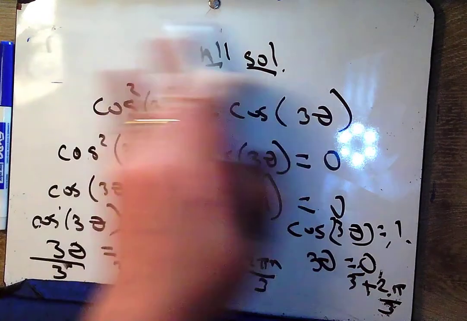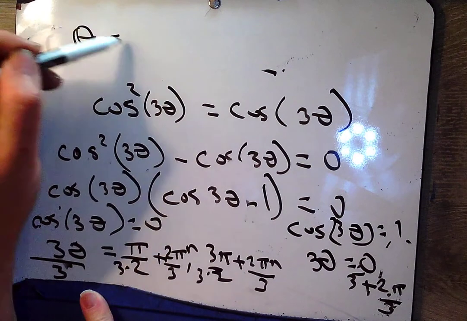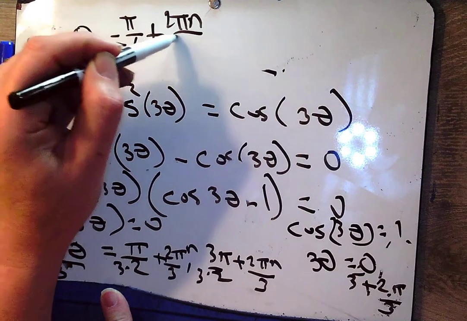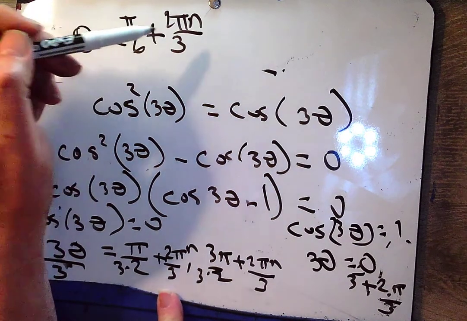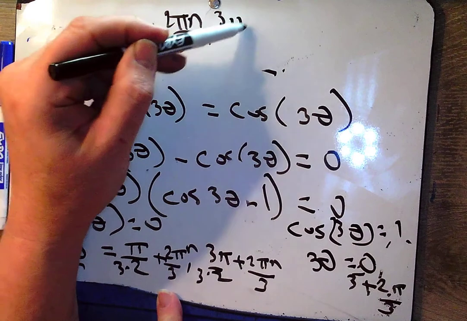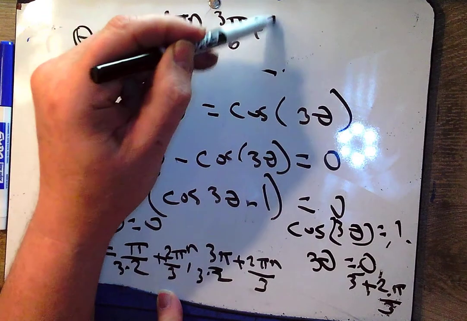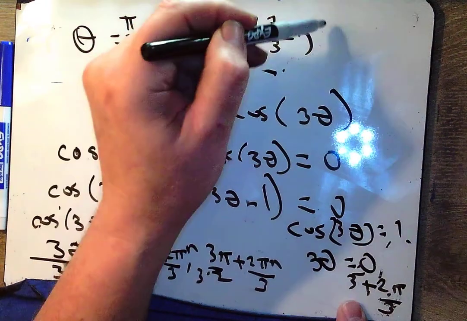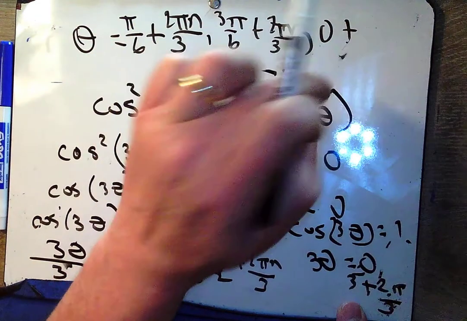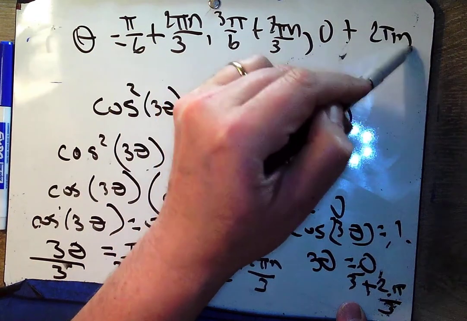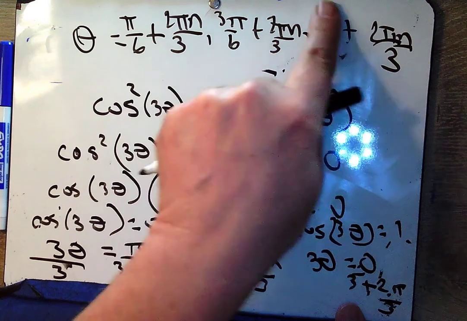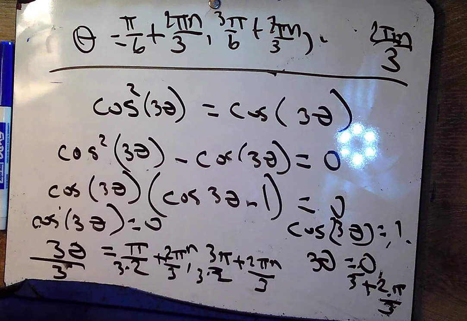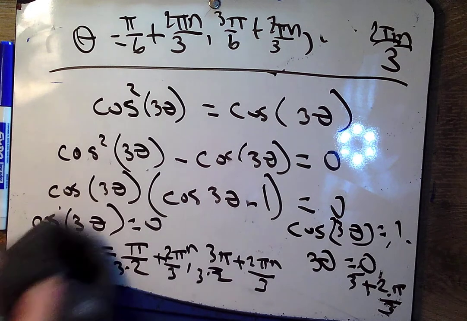So I should end up with theta equals pi over 6 plus 2 pi n over 3, and 3 pi over 6 plus 2 pi n over 3. And here, 0 plus 2 pi n over 3. And of course, you could leave that 0 off. All right? Oh, wow, that's some good thinking here today.